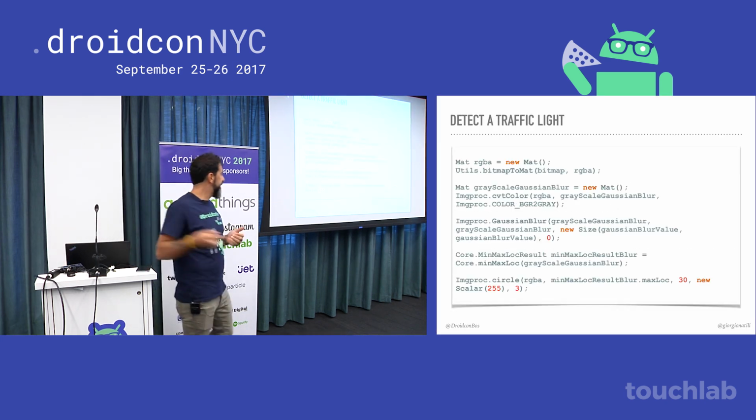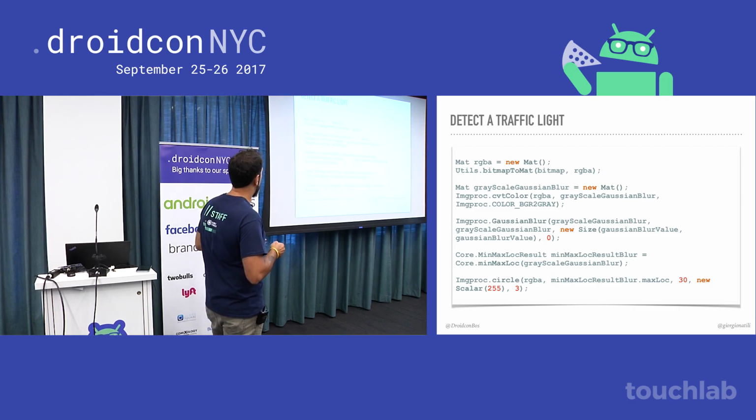Here, again, summarize it. Gaussian blur, min-max lock result. You apply the core min-max lock function, and that's it.